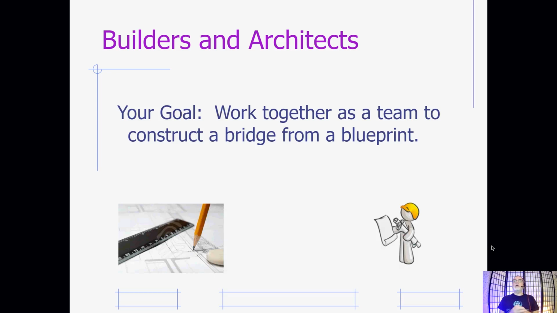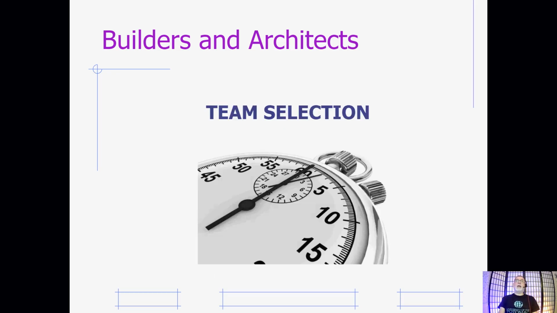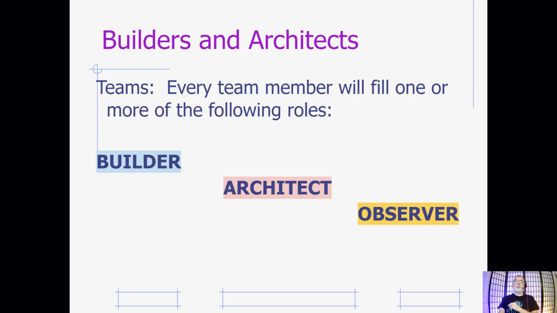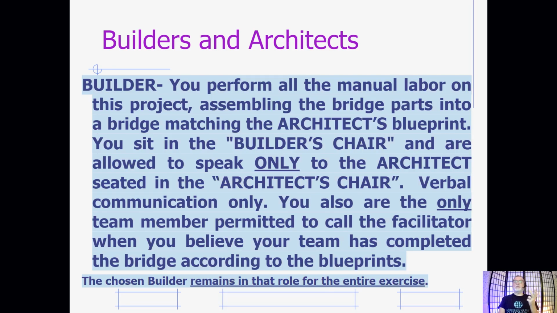The goal of this is to work together as a team to construct a bridge from a blueprint. Different groups break into groups of 3, 4, or 5. Typically 4 or 5 is very helpful, and I'll explain why in a minute. There are 3 roles within this exercise: the role of the builder, the role of the architect, and the role of observer.